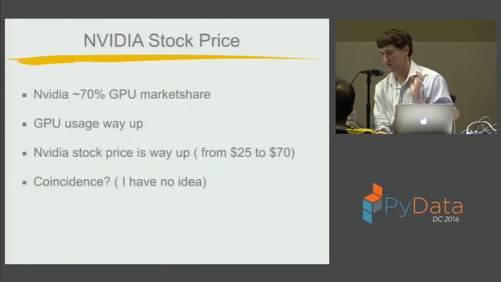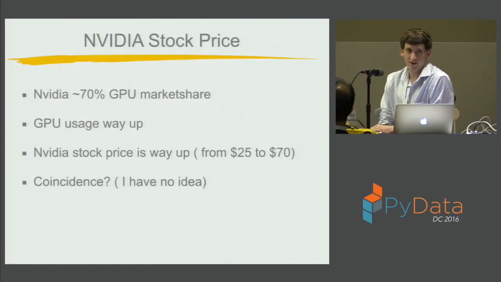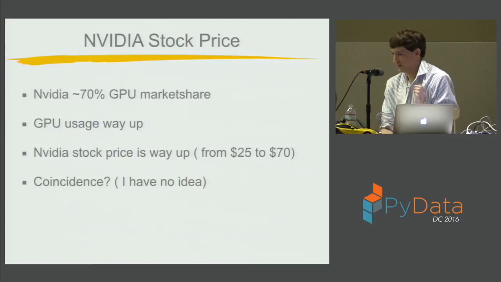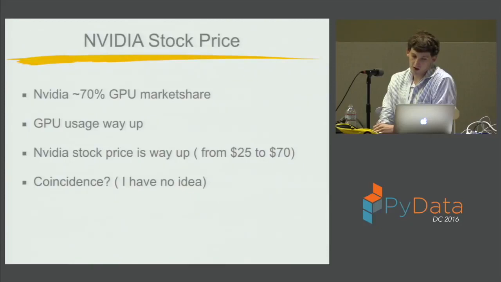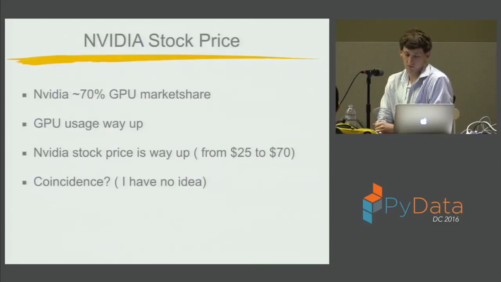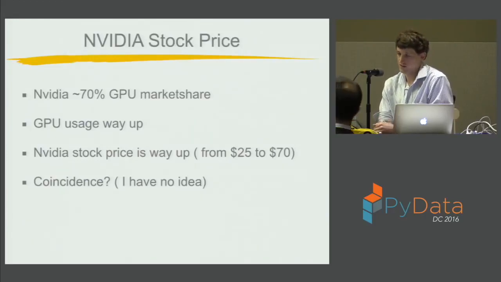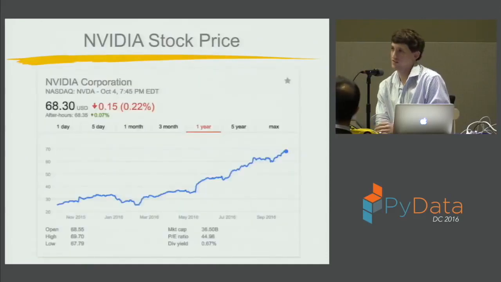So just to further hammer the point, NVIDIA is the market leader in GPUs. They've got a 70% market share, I think. I think their market share has gone down a little bit recently, but still pretty strong. GPU usage is way up. And just in this past year, I had no idea it went up this much, the price is 3 times what it was a year ago. It's crazy. If you bought NVIDIA, you would be rich. So is it a coincidence that GPU usage has skyrocketed and so has NVIDIA's stock price? I don't know, but it's an interesting question.